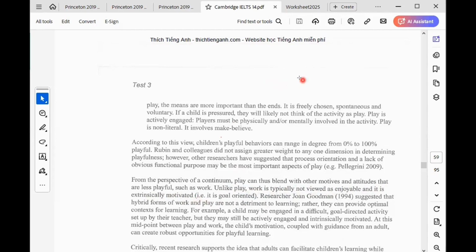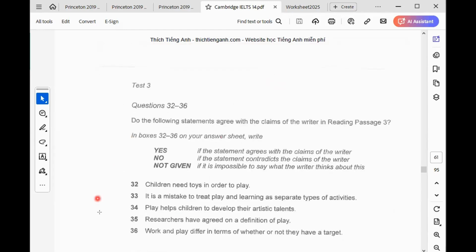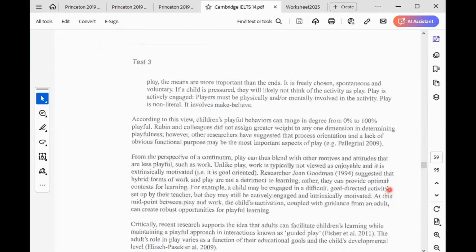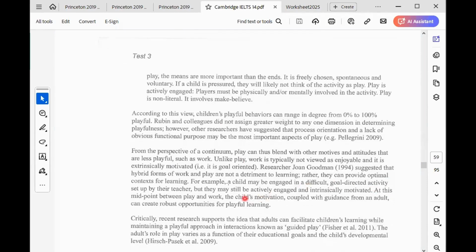Let me check that statement again. Work and play differ in terms of whether or not they have a target. Have a target. That's another important keyword. So look at it here.